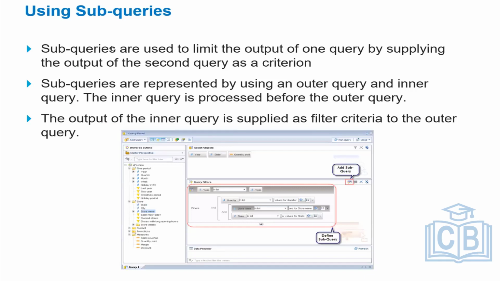Using subqueries. Union and intersection are done using this yellow, green plus symbol. But subqueries is like adding that in the query filter itself. Add subquery is here. So subqueries are used to limit the output of one query by supplying the output of the second query as a criteria.